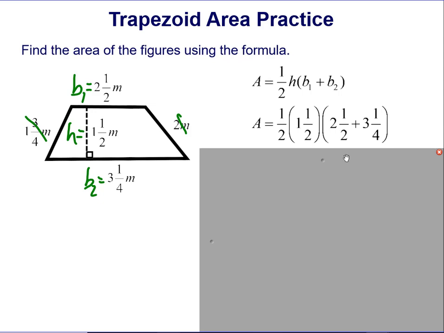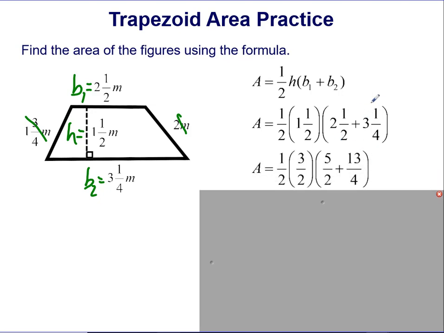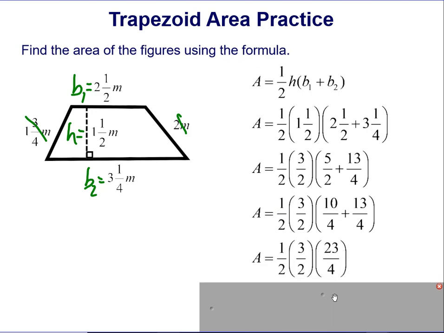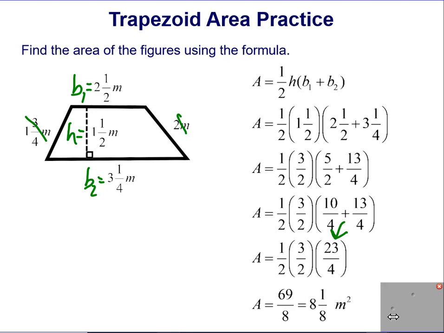My first step for order of operations is I need to add the two numbers inside the parentheses. So first we're going to convert everything to improper fractions. Then I needed to find a common denominator of fourths. Once I do that, I can add what's in the parentheses together. And now that I have this, I'm able to do my multiplication. I get that my area is 69/8, which works out to be 8 1/8 meters squared.